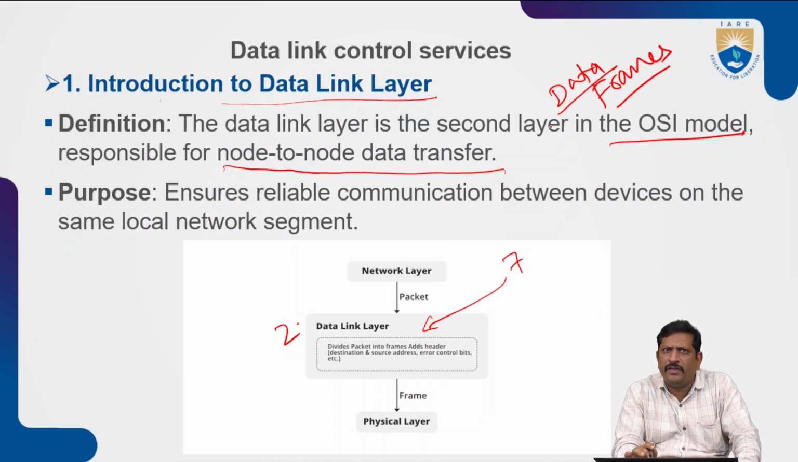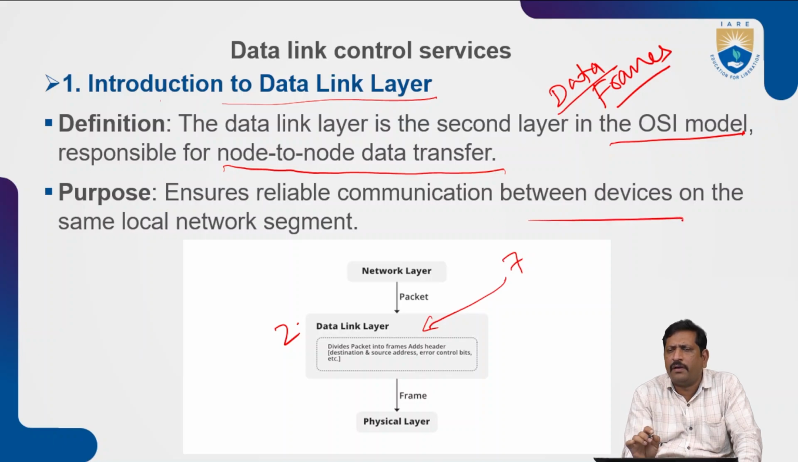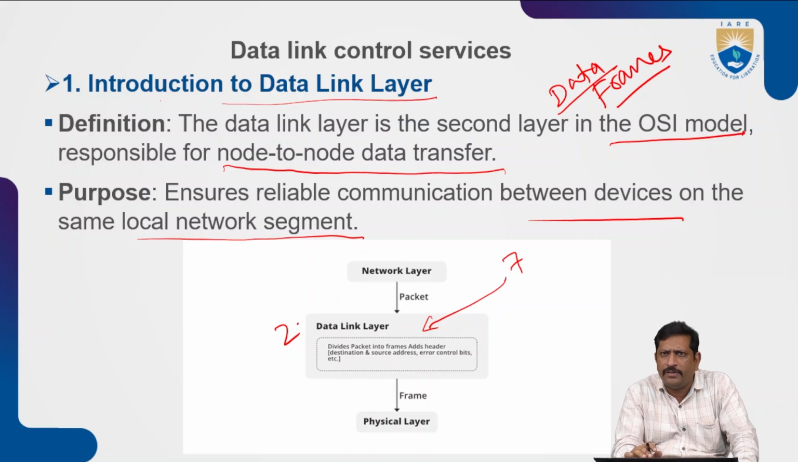The purpose of the data link layer in network communication is that it ensures reliable communication between two devices, or between two nodes on the same local area network segment. On the same network segment, it establishes reliable communication.